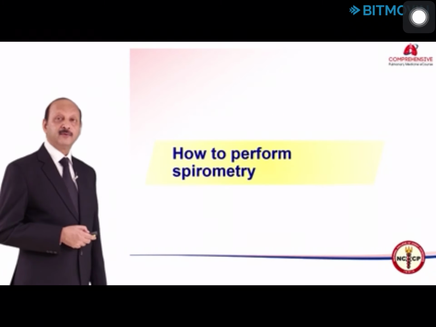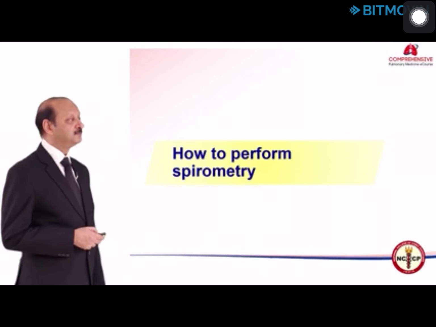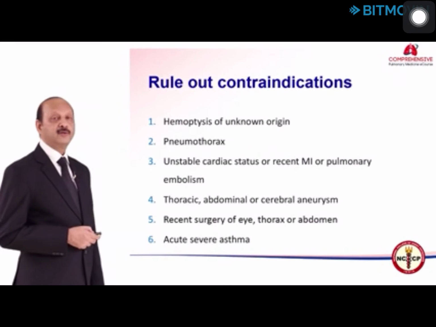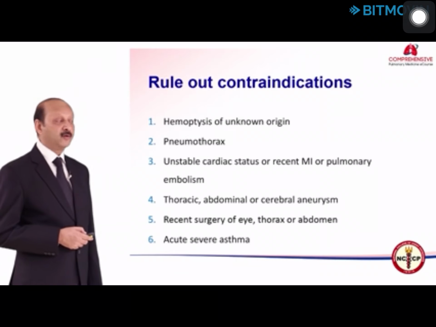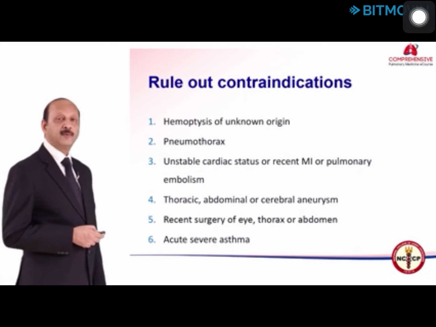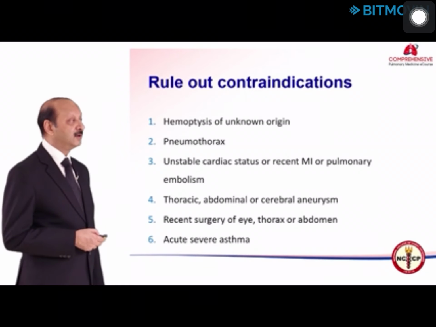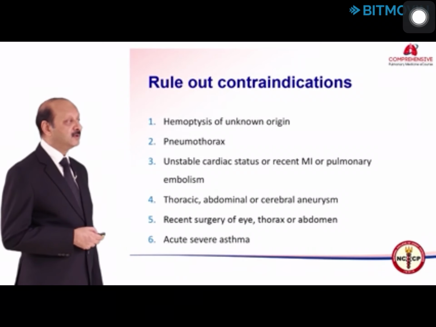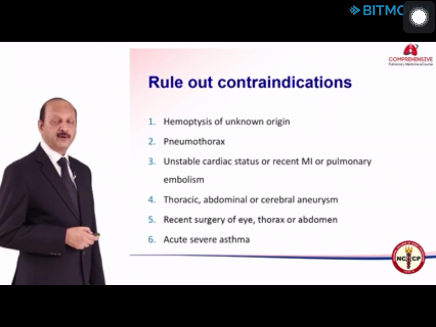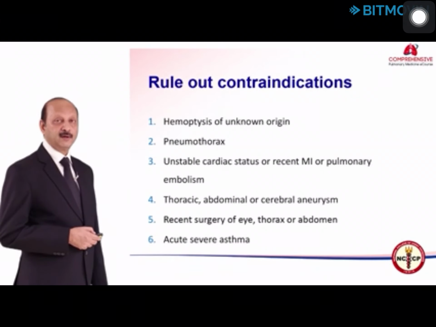Now, the next step is how to perform this spirometry. Whenever we start performing spirometry, first we must rule out contraindications. The common contraindications are hemoptysis of any origin, pneumothorax, unstable cardiac status including recent MI or pulmonary embolism, thoracic, abdominal or cerebral aneurysms, recent surgery of the eye, thorax or abdomen, or even acute severe asthma. Here we should not do the spirometry.